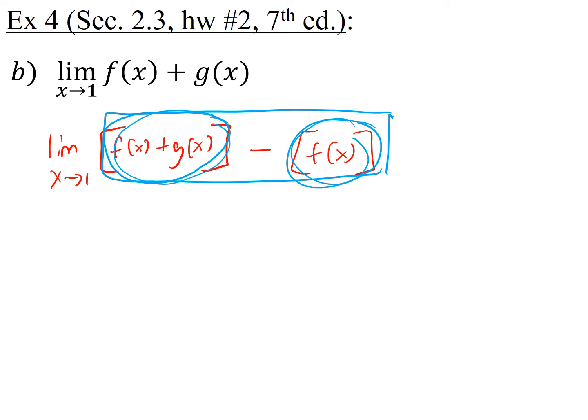But look, I'm subtracting, right? So if you simplify this, this f here and this f here will cancel. So basically they're gone. And you just get that the limit of g exists, which we know is not true from the graph.